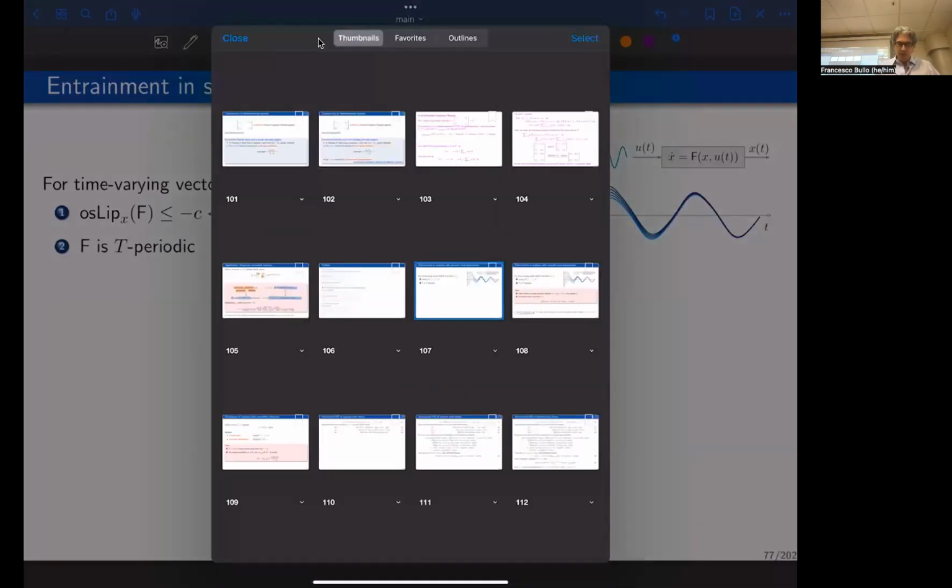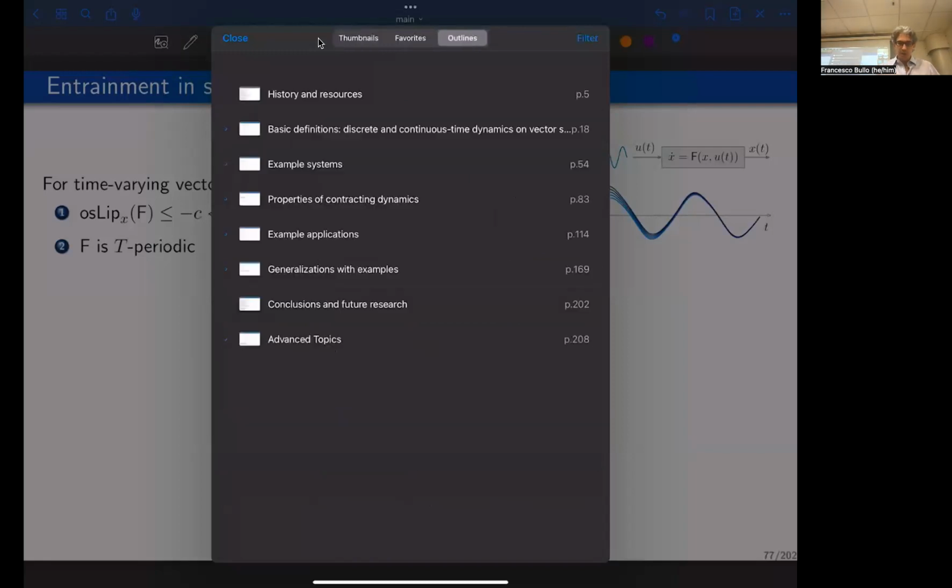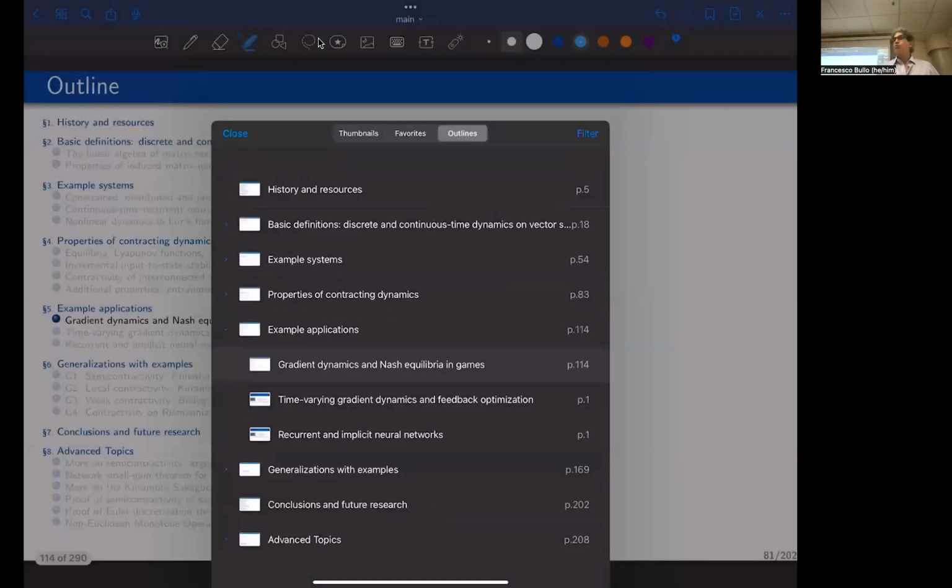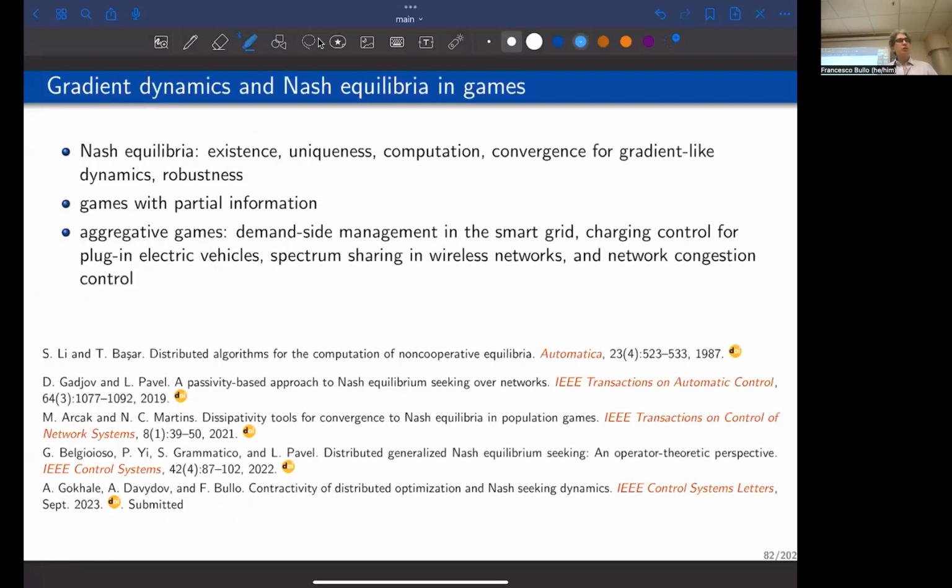Allow me to show you another application. In the slide deck, at this point in time, I should show you more properties of contracting systems. So I'm going to skip these properties, but I'm going to come back to them later. I'll just show you some more examples where you can use this network contraction theorem. Let's just see how we can use it.